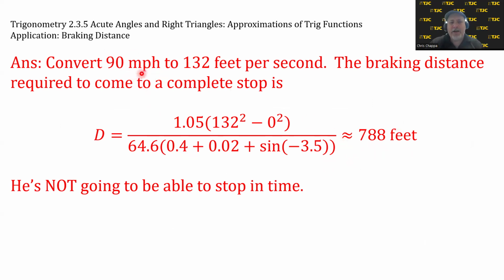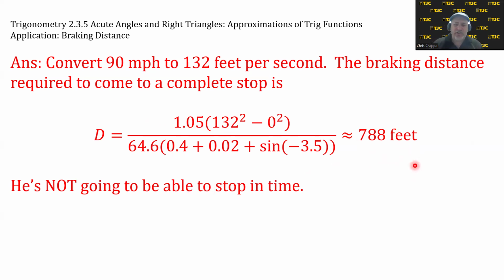If you convert the 90 miles per hour to 132 feet per second and substitute that for the V1 and 0 for the V2 because we're trying to stop, and then do the calculations, the answer is 788 feet. That's more than 2 football fields. If you're driving 90 miles per hour and you need to screech your brakes to a stop, you need a long distance to do that. He's not going to be able to stop in time.